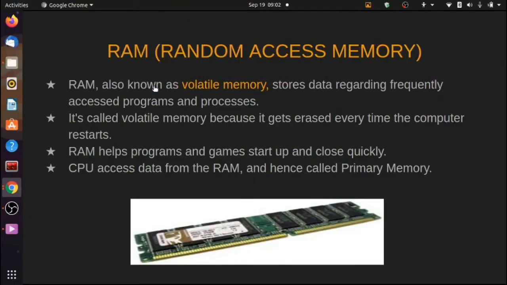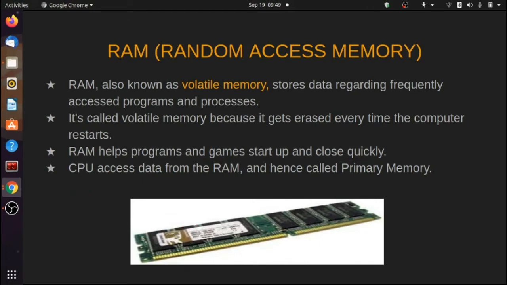That being said, now the fourth point says the CPU always accesses data from RAM. Whenever a CPU needs some data, it asks for the data from the RAM, and that's the reason why RAM is also known as a primary memory. Now, if you are thinking what a RAM looks like in real life, it looks somewhat like this.